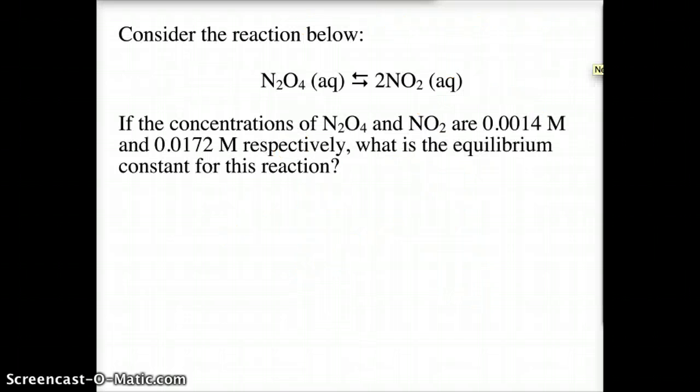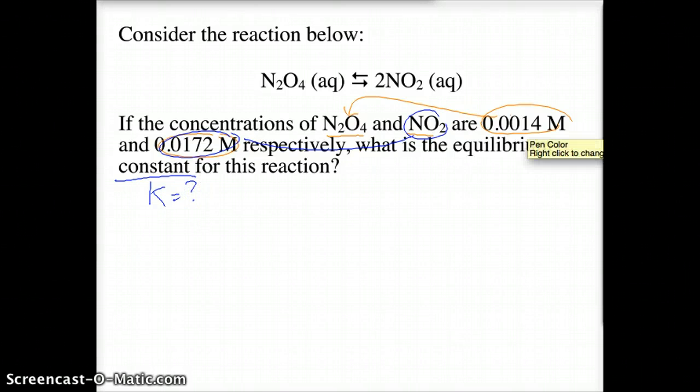How do we do quantitative problems with this? Same idea. Consider the reaction below. If the concentrations of N2O4 and NO2 are 0.0014 molar and 0.0172 molar respectively, what does that mean? It means the order in which the numbers show up corresponds to the order of the compounds. So this concentration is for this compound, and the second concentration is for the second compound. What is the equilibrium constant? Now it's asking for what K is actually equal to as a number.